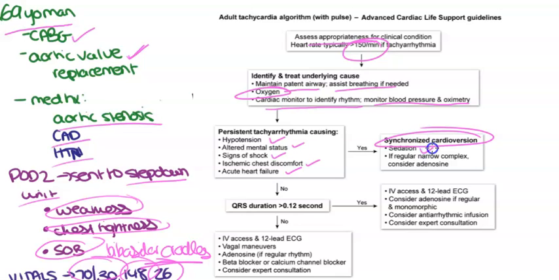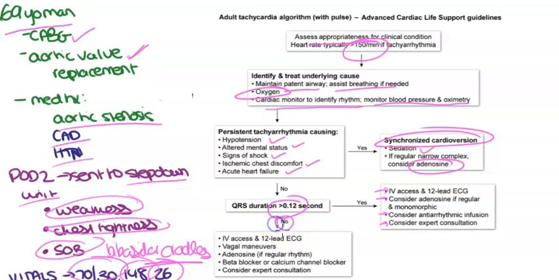And of course, you want to give sedation. And then if it's a regular narrow complex, you want to consider giving adenosine. And then if the answer is no, if the person is stable, QRS duration is greater than 0.12 seconds, then you want to establish IV access, consider adenosine. If the rhythm is regular and monomorphic, consider an antiarrhythmic infusion, and then obviously consider talking to cardiology.